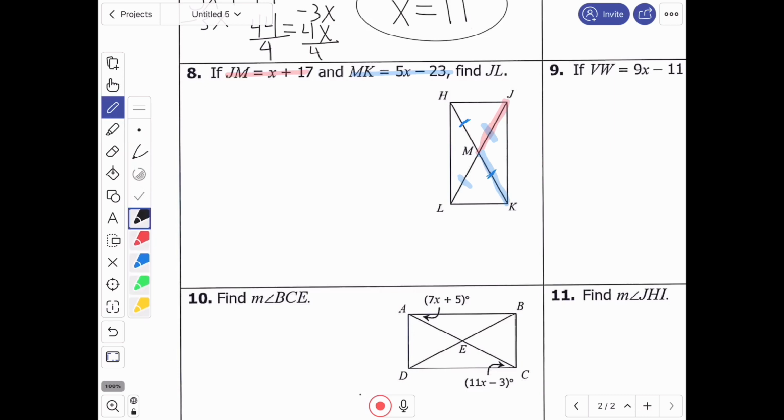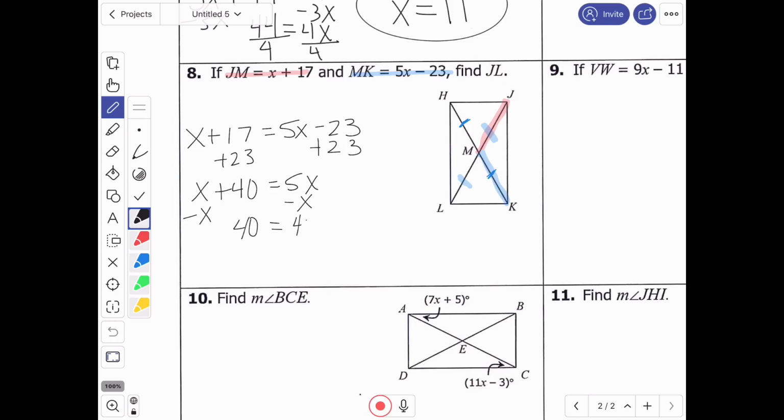So to solve this, you're just going to set x plus 17 equal to 5x minus 23. So add 23, and I get x plus 40 equals 5x. Subtract x. 40 equals 4x. Divide by 4, and x equals 10.